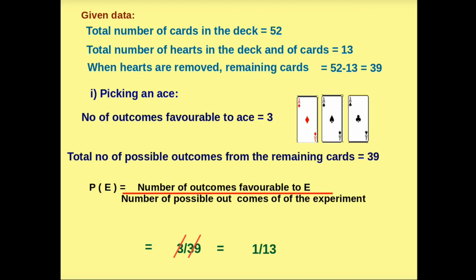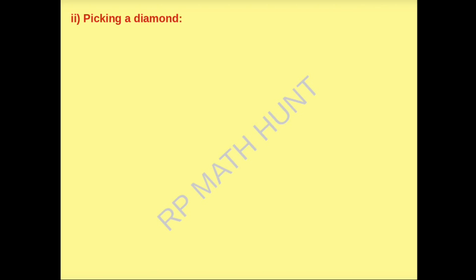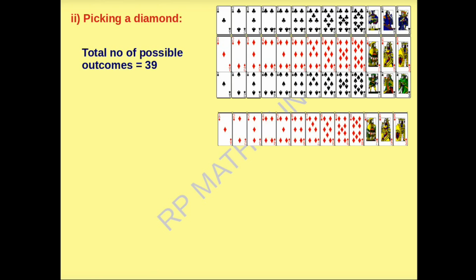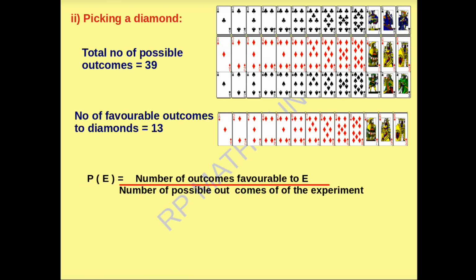Now, second, picking a diamond. Number of possible outcomes is 39. Number of favorable outcomes, again 13. P(E) is equal to 13 by 39, which is equal to 1 by 3.